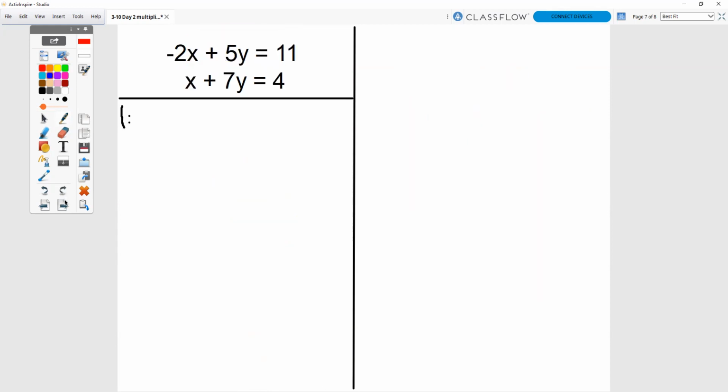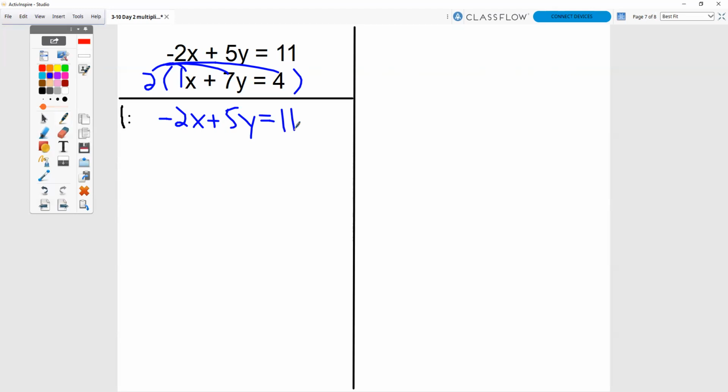In the next example, again, we're trying to create opposites. The opposite of -2x is positive 2x. So I want to multiply this bottom equation by 2. Take and distribute. I didn't touch that top equation, so I'm just going to rewrite it.